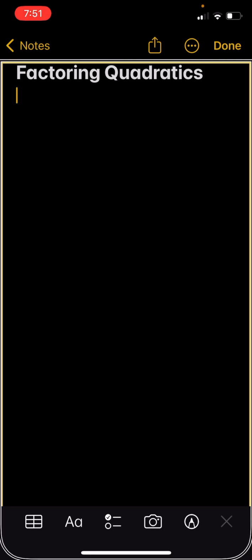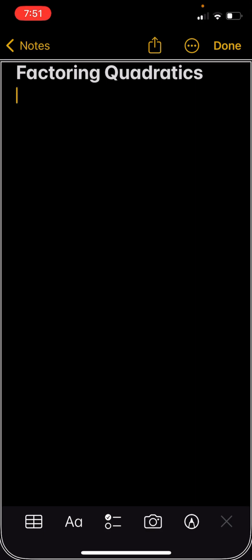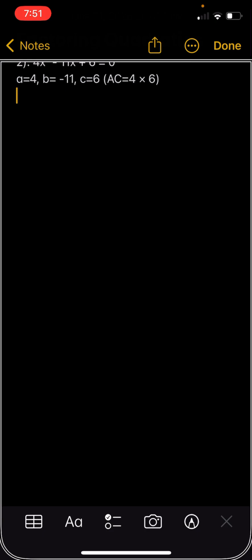In the second video I'm doing on factoring quadratic equations using the AC method, we're going to be dealing with two problems that require slightly different solutions. The first problem is this one here: 4x squared minus 11x plus 6 is equal to 0. A, B, and C would be as on the screen. A will be equal to 4, B will be equal to negative 11, and C is equal to positive 6.